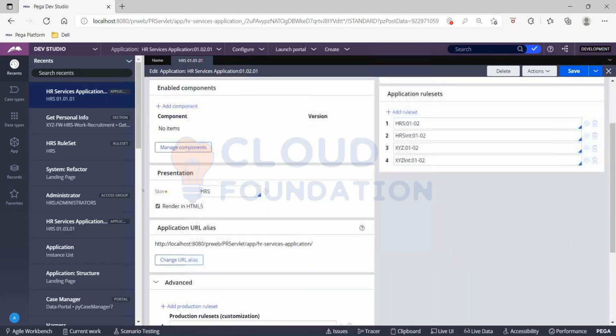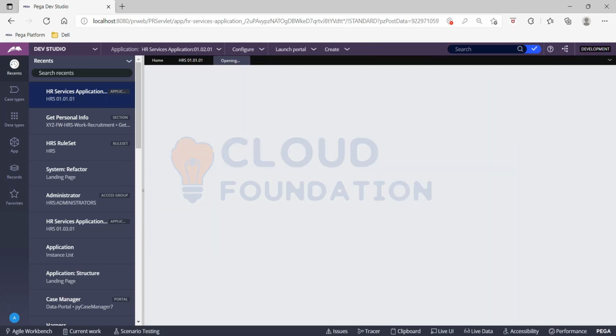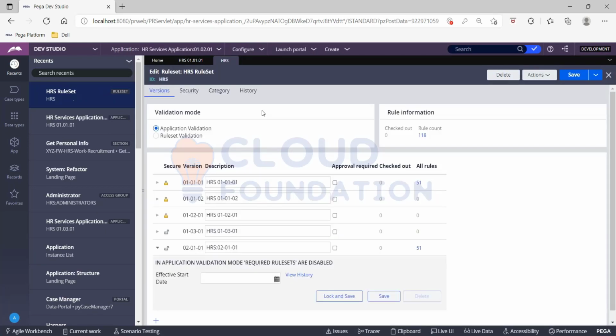So any rule set you open, so let me open a rule set. Any rule set you open, you have something called a validation. There are two radio choices here: application validation, rule set validation. Now, for this application rule set, I see it is set to application validation mode by default because I did not create these rule sets, right?